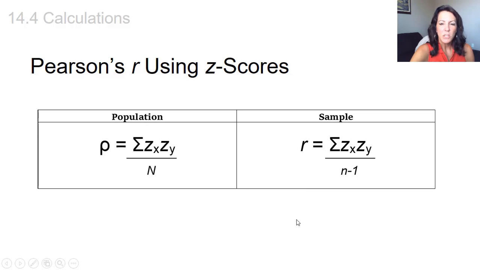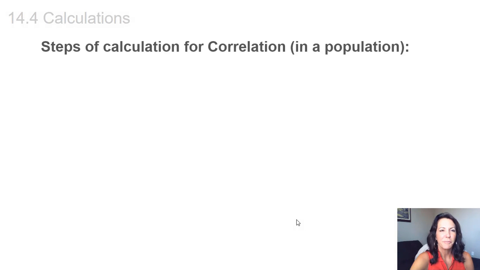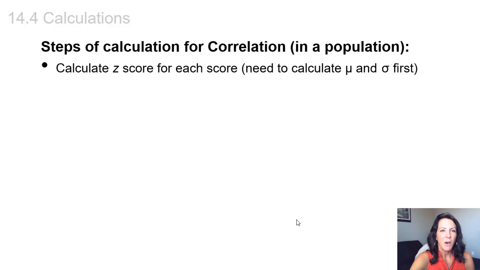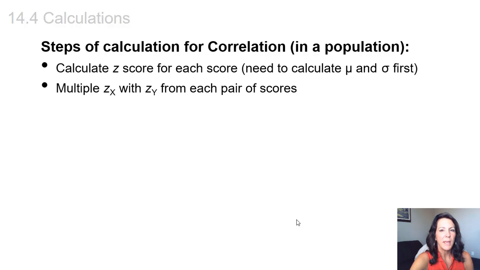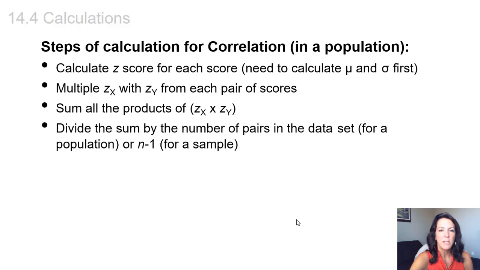This is what we're going to do when we calculate Pearson z-scores, or Pearson r. So here we go. We're going to first calculate the z-score for each score. We need the mean and the standard deviation. We're going to multiply each pair of scores, their z-scores. We're going to sum up those products. We're going to divide it by the n of the population, or n minus 1 for a sample. So let's go ahead and try to calculate.